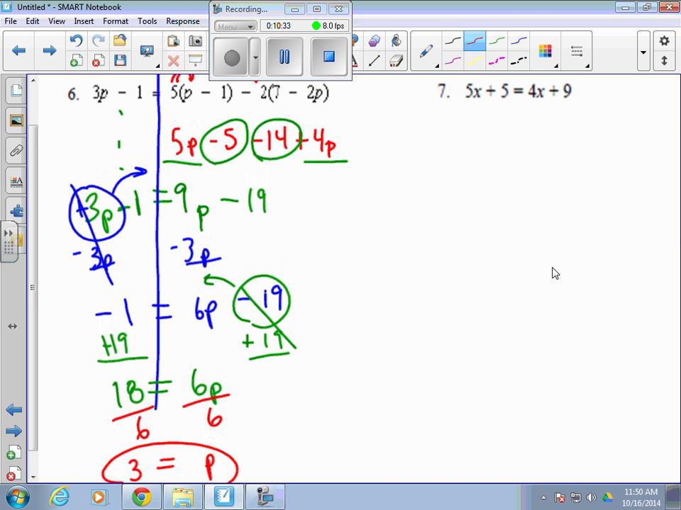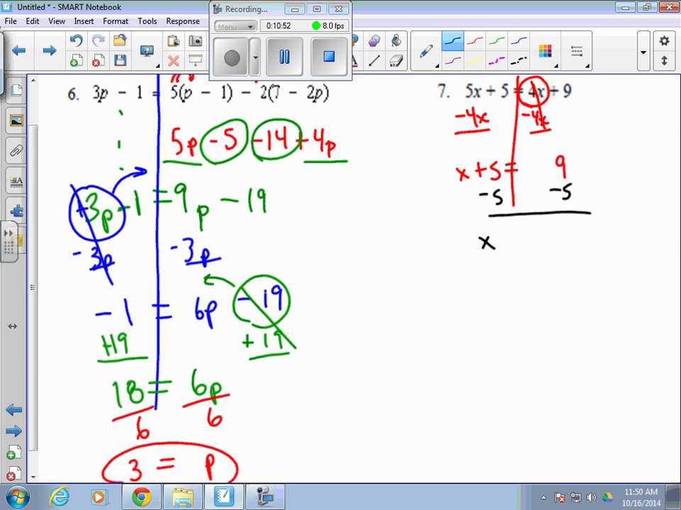Number 7 is a simpler version of number 6. There's a left side and the right side. Collect your 4x over there by subtracting 4x. If you do it here, do it here. 5x minus 4x is 1x plus 5 equals, this part cancels out and you have 9. Undo plus 5 by subtracting 5. If you do it to the left, do it to the right. X is equal to 9 minus 5, which is 4. X is 4.